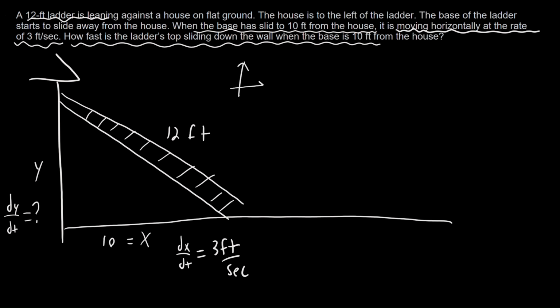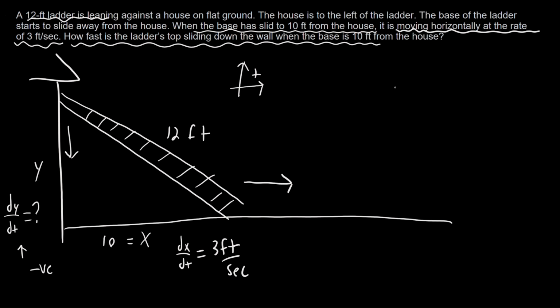So let's define up and right as positive. So this will stay as positive. And we can imagine if this is moving to the right, the top of the ladder will have to move down. So we should expect dy over dt to be negative.